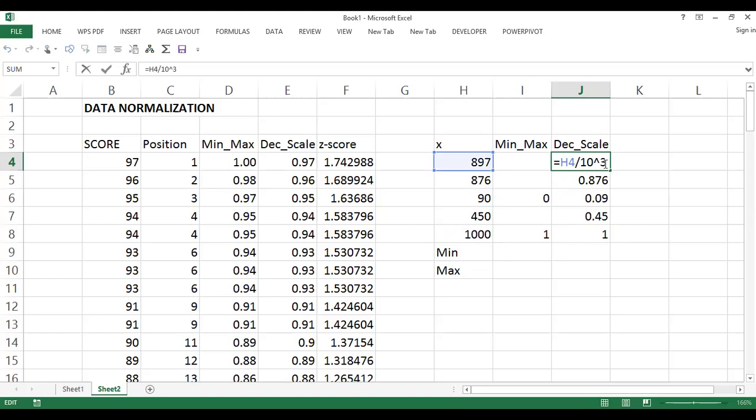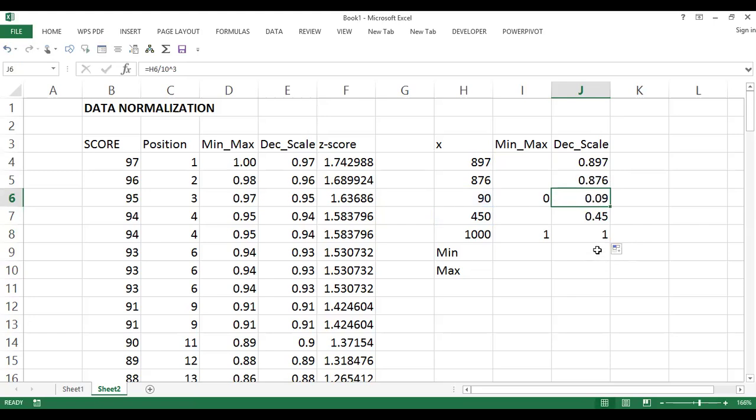If you use the power of 2, then it will break the rule for decimal scaled scores. Can you see this is already greater than 1, which is not allowed? So that's why we cannot use that. So it has to be 3. I hope that's clear.